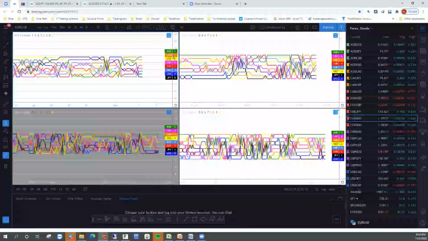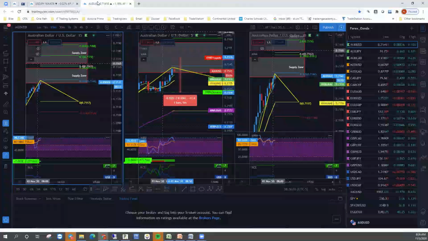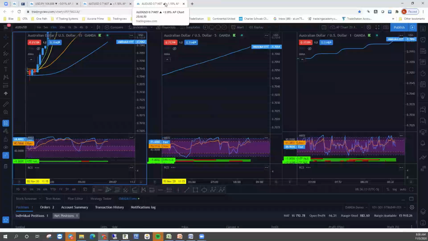Let's see. We could try the CAD. There's a British. Let's go try the British U.S. or British yen. Let's take a look at that one. Close that one out. We don't need that one. Let's go with the British. Let's duplicate my chart here. Let's try the British yen.